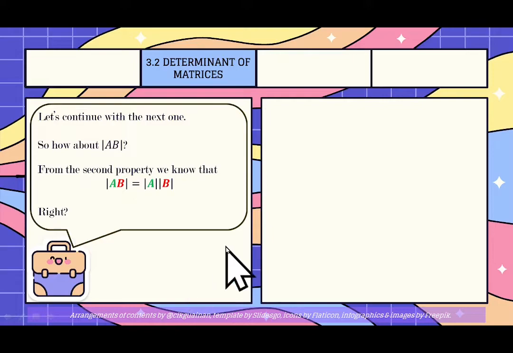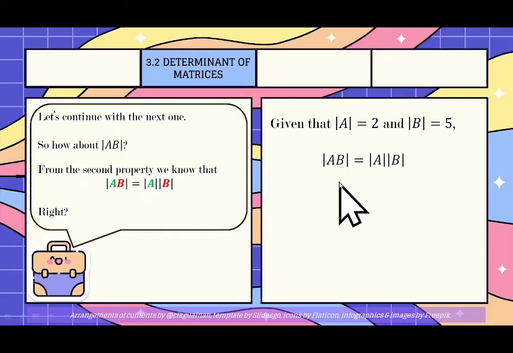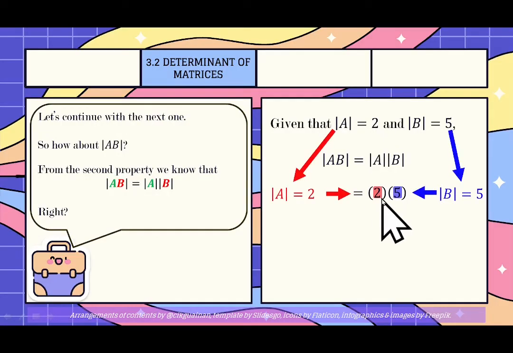Let's continue with the next one. How about the determinant of the multiplication of A and B? From the second property, we have been told that the determinant of AB equals determinant A multiplied by determinant of B. So by using this property, we can simply separate them like this and then substitute the value of determinant A by 2 over here and the value of determinant B by 5 to get 10 as the final answer.